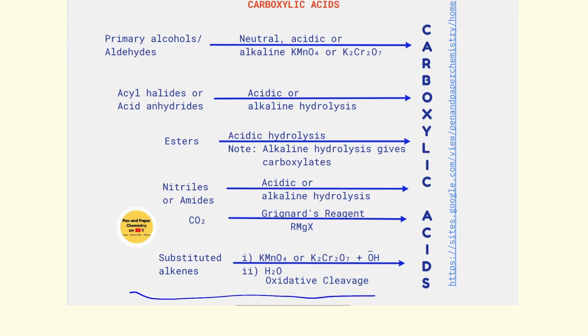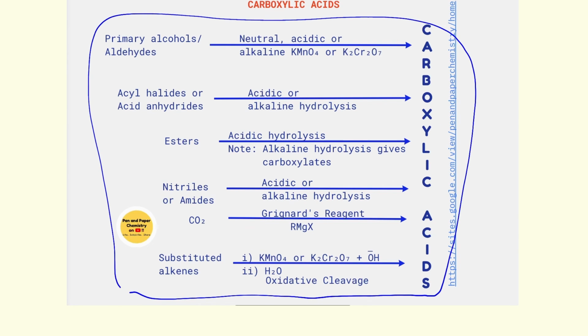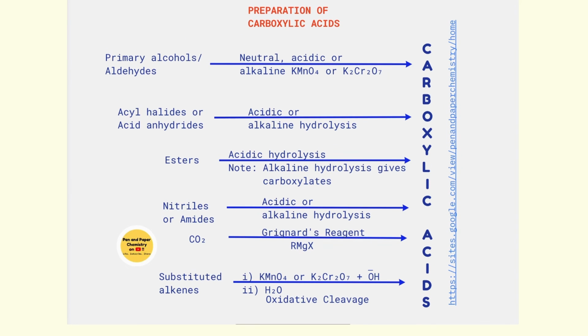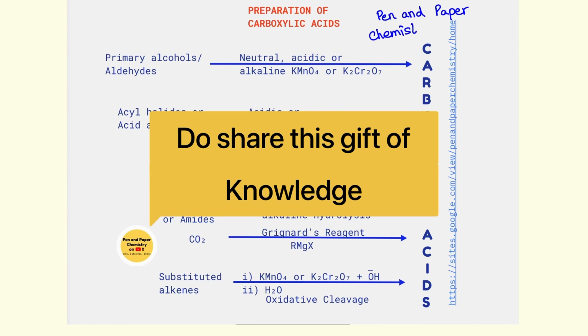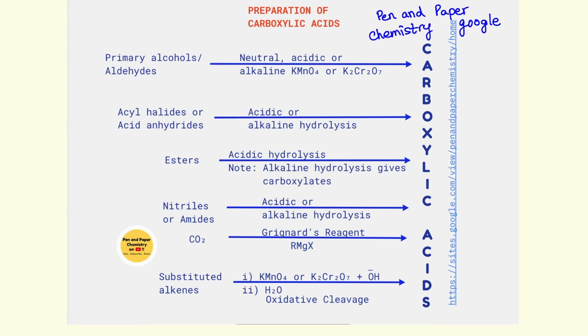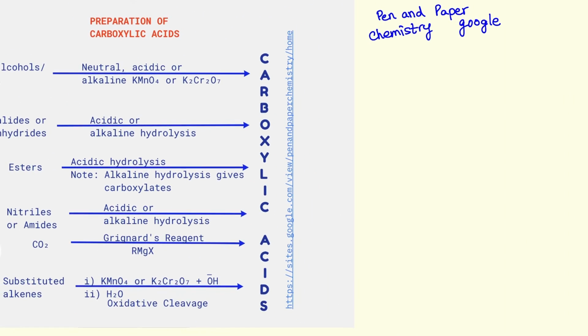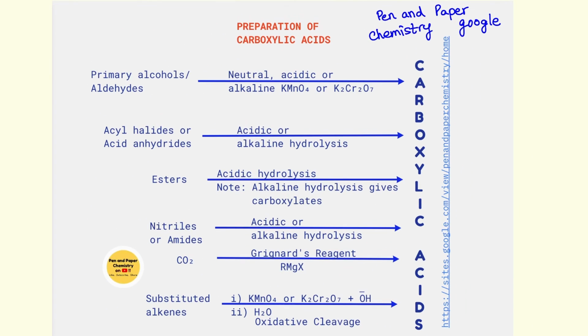This brings us to the end of the preparation of carboxylic acids. Note the direction of the arrows here so that you remember that we are talking about the preparation. I have also uploaded these charts on the Pen and Paper Chemistry Google site. Yes, it's a Google site and you will get all materials on it, all your notes, all the flowcharts. In fact, I have shared the link for this in the flowchart as well. So Pen and Paper Chemistry, lot of material which you can easily download and use.